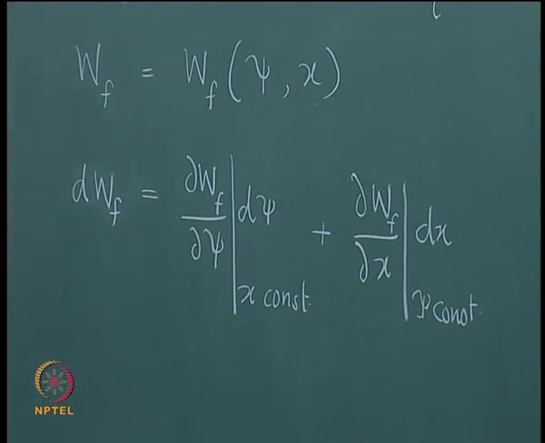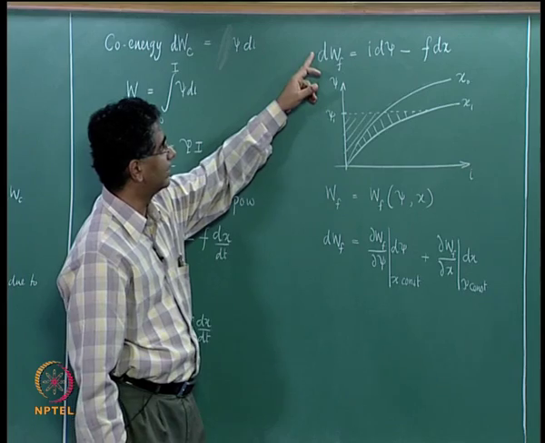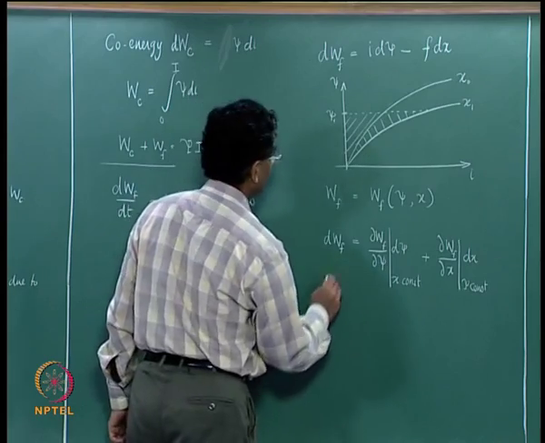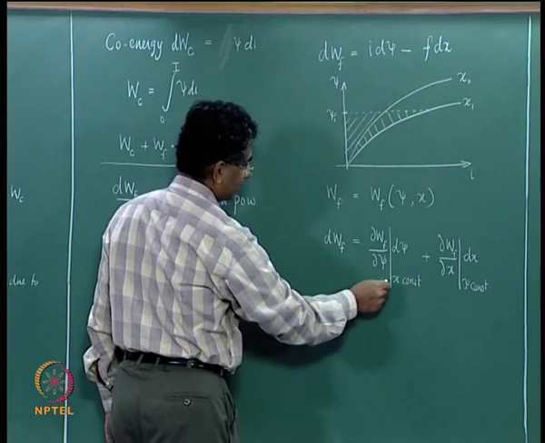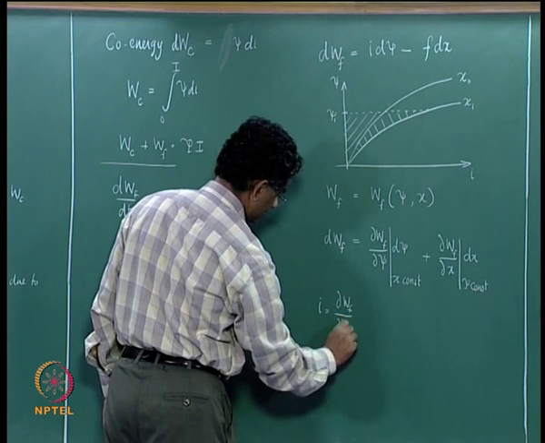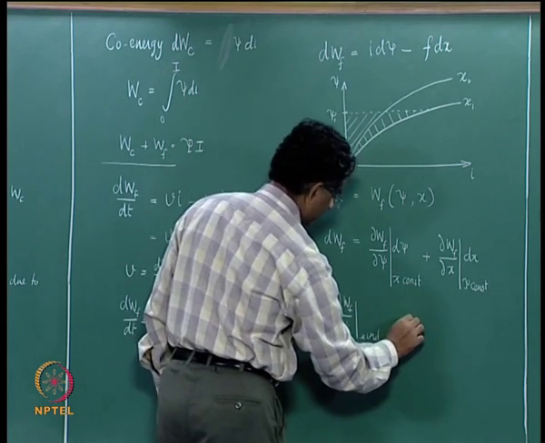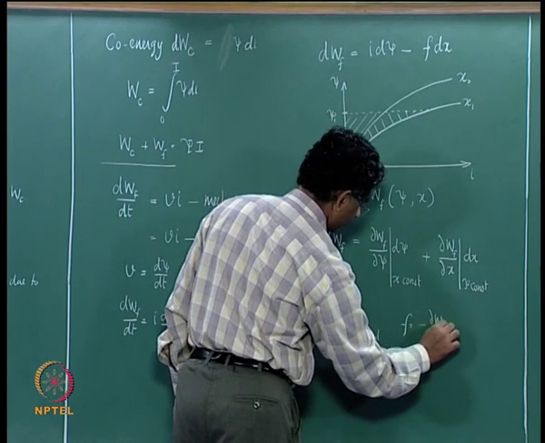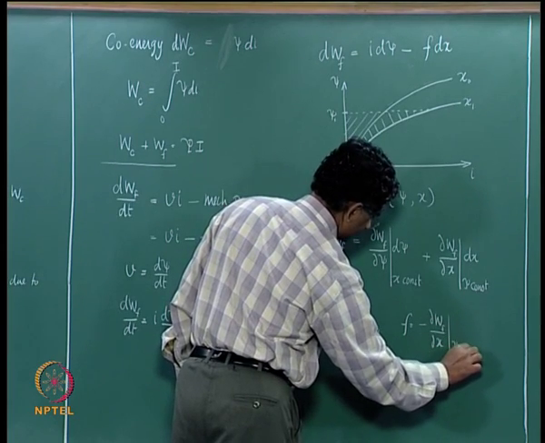But then the other expression also gives us the same thing. And therefore, by looking at the expression for dWf from here as well as here, we can conclude that this variable I must be given by dou Wf by dou psi keeping x constant, and then the force is given by minus of dou Wf by dou x keeping psi constant.